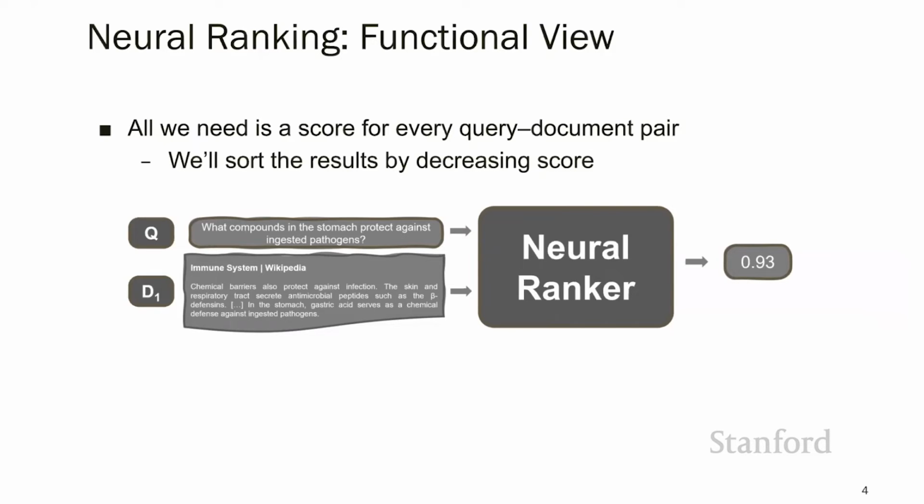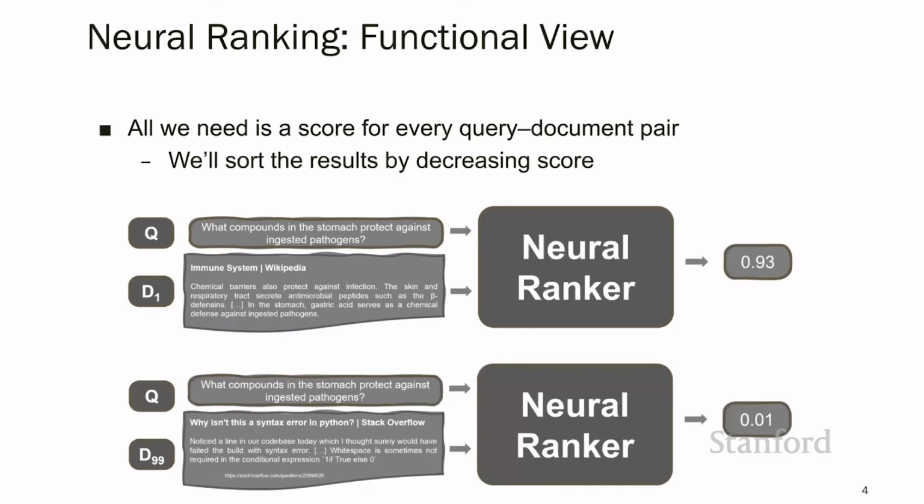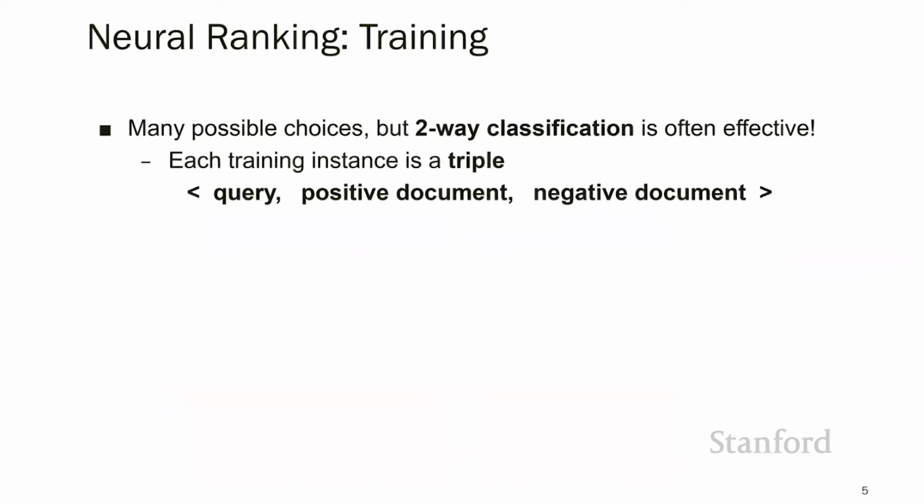For the same query, we will repeat this process for every document that we want to score, and we will finally sort all of these documents by decreasing relevance score. And that will give us the top K list of results. So far, this sounds simple enough. But how should we train this neural model for ranking?